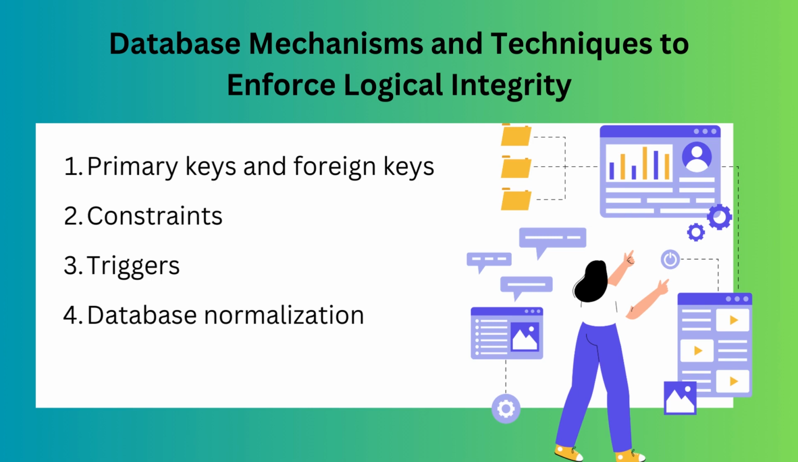Fourth is database normalization. Database normalization is a process that minimizes data redundancy and dependency by organizing tables and relationships according to specific normal forms. Normalization helps ensure data consistency and reduces the risk of logical inconsistencies.